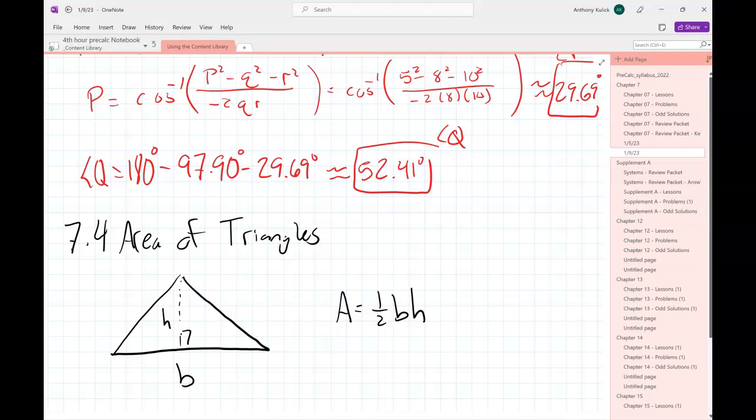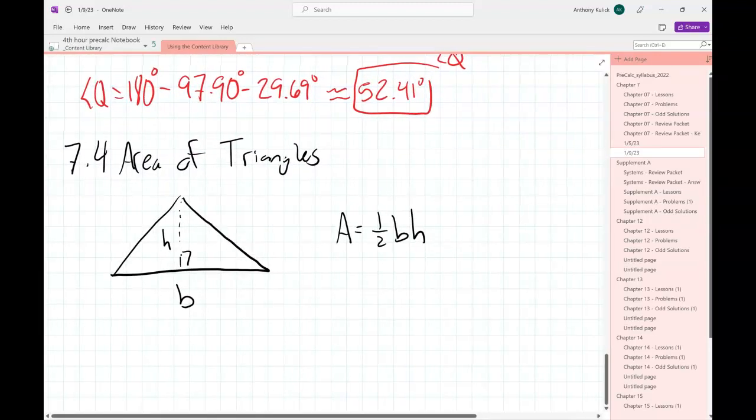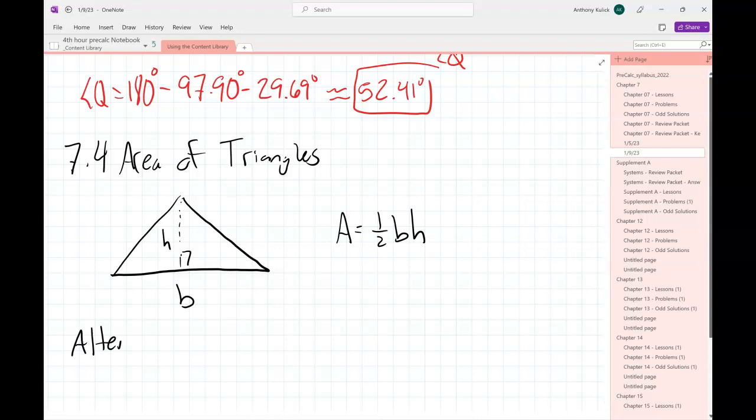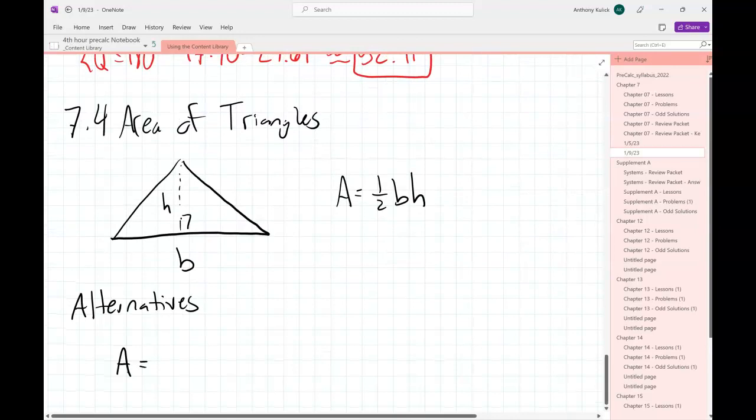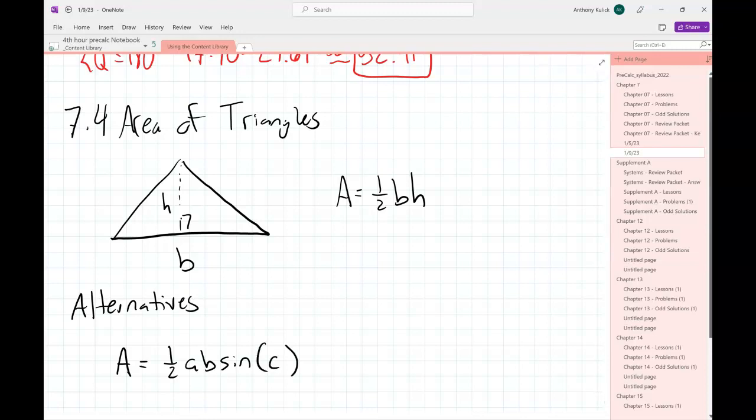And that's the catch, right? If you're not given that height, how do I go about finding it? Yuck, right? That's a lot of work to do that. What can I do? Well, there's a couple of alternatives. So one of them is I can use this version.